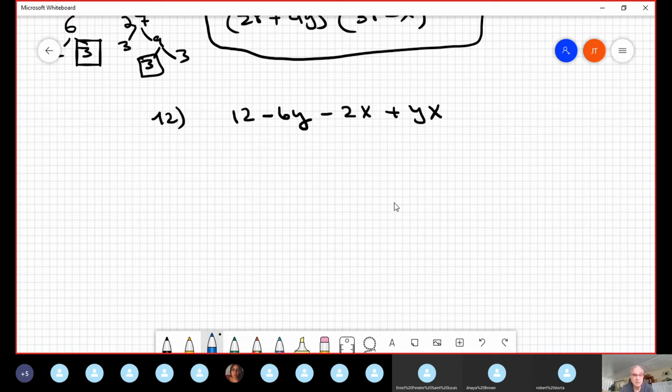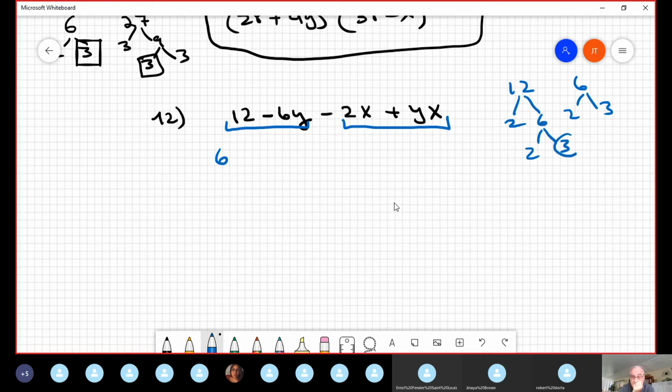Okay, again, let's do it in the traditional way. GCF here, GCF here. The GCF here is 6, right? You can take 3 too. And between 12 and 6, the GCF is 6. So we have 6 times 2 minus y. Correct?